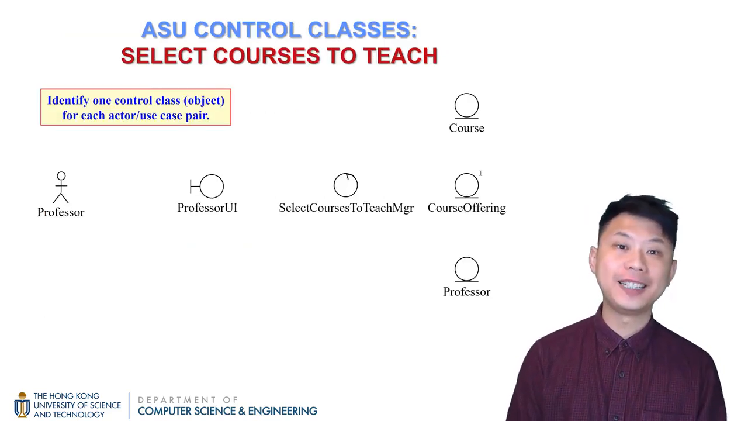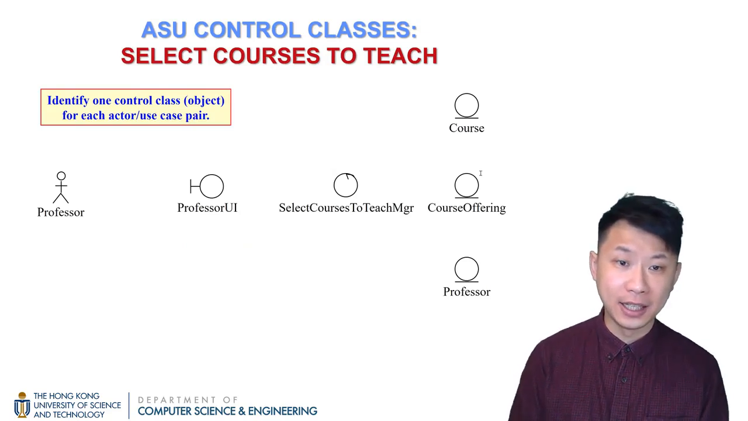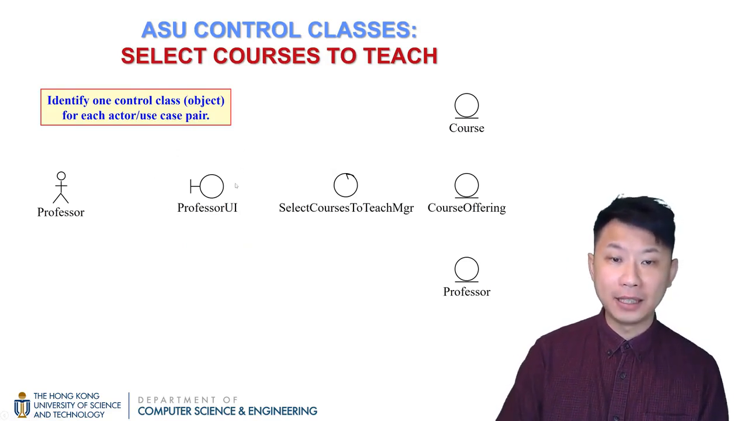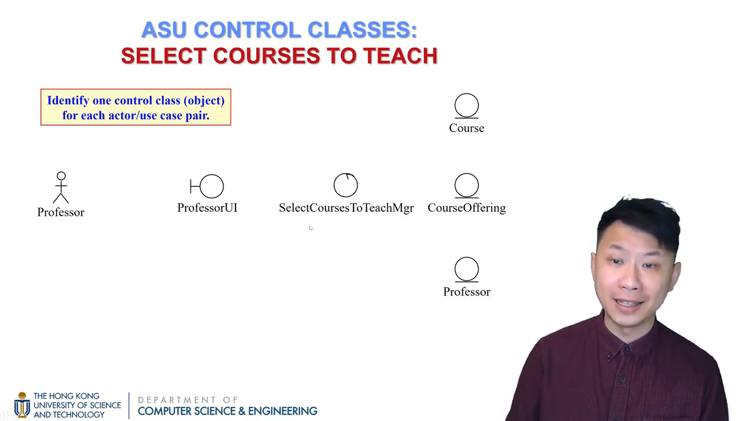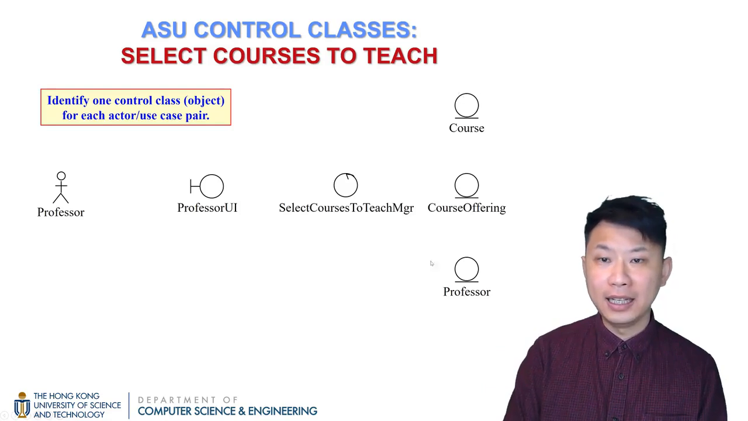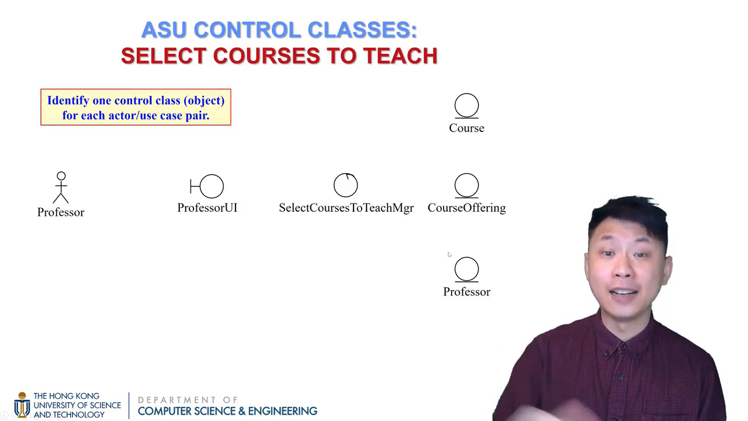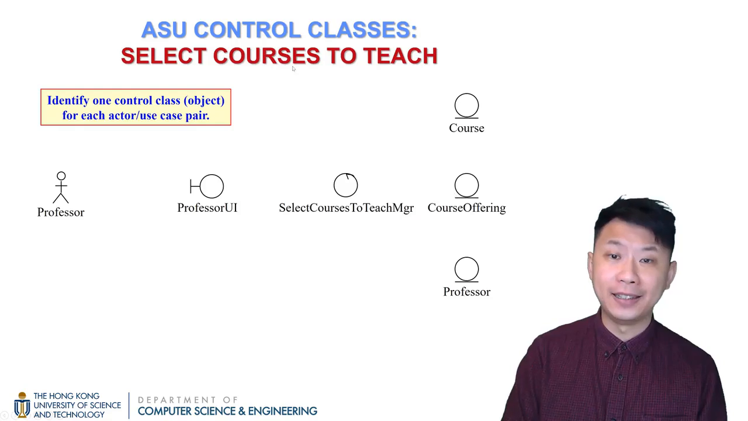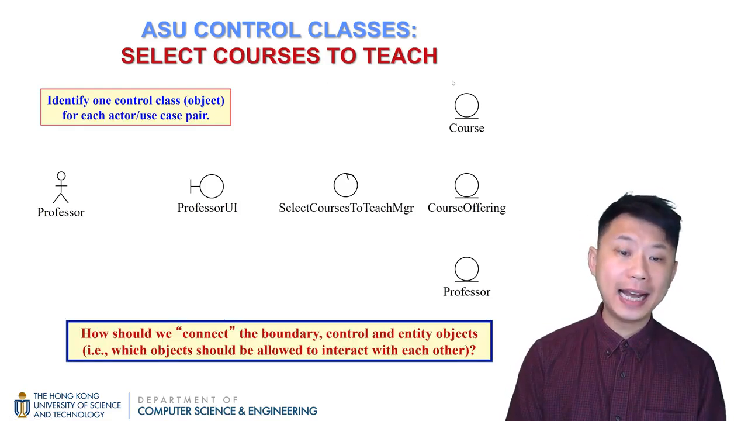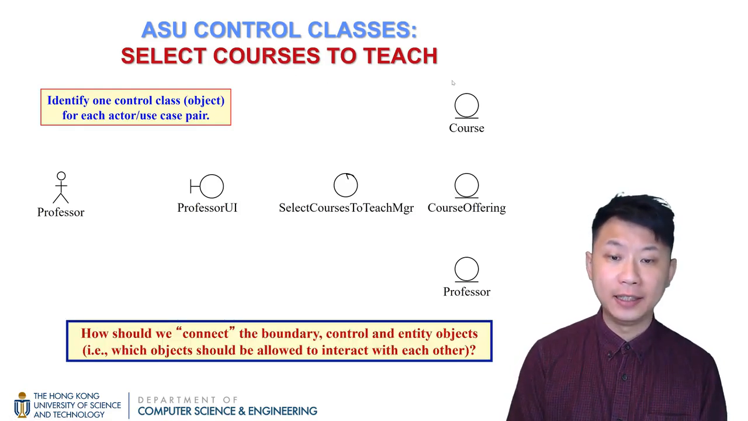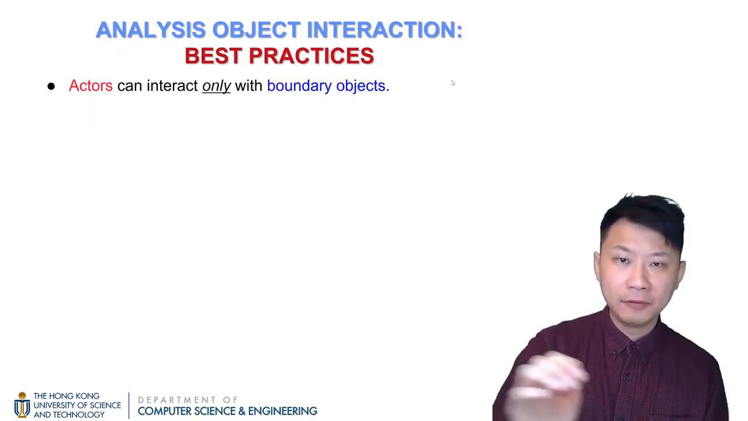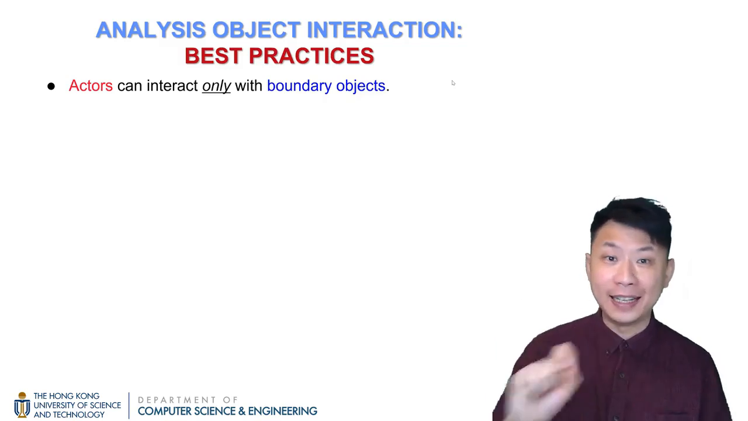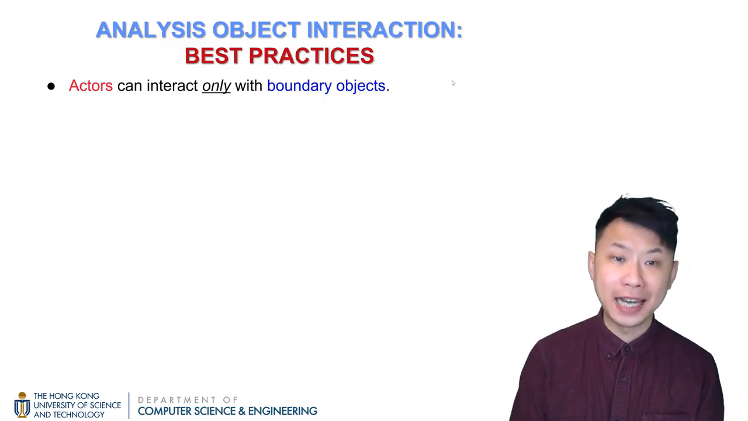So now for the functionality select courses to teach, we can see that we need some professor UI, and we also need a select courses to teach manager to control the behavior within this use case. And these are the entity classes that we need, the data objects that we need for this particular use case. Then now you may ask, how do we connect the boundary, control, and entity objects together? These are the rules that you can use for connecting different objects together within a use case.